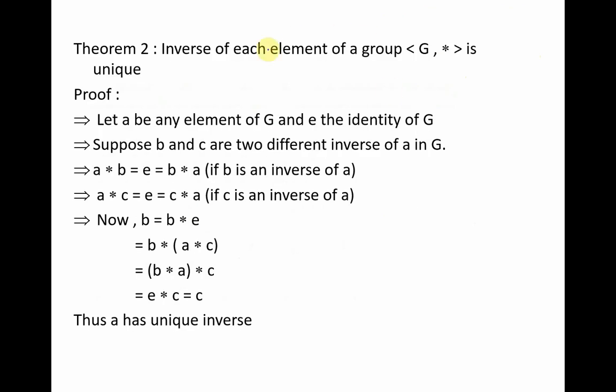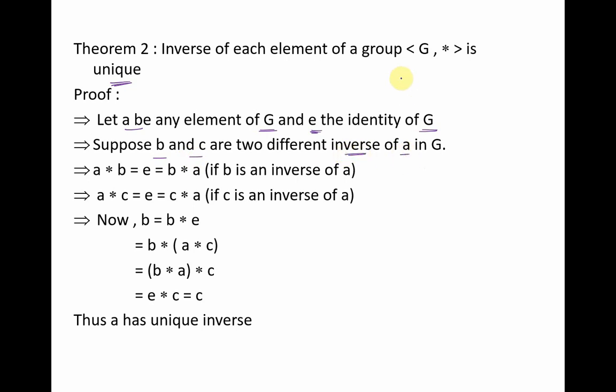The next theorem: the inverse of each element of a group is unique. Once again, we will start by assuming two different inverses, and then we will show that both the inverses are the same. Suppose A is any element of G and E is the identity element of G. We'll start by assuming B and C are two different inverses of A in G.